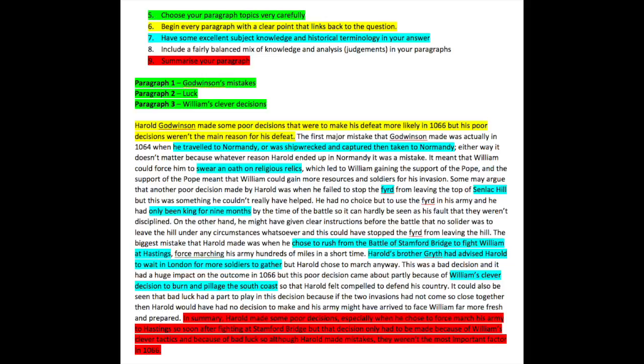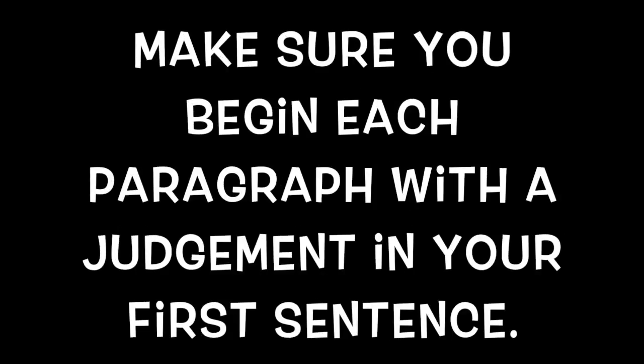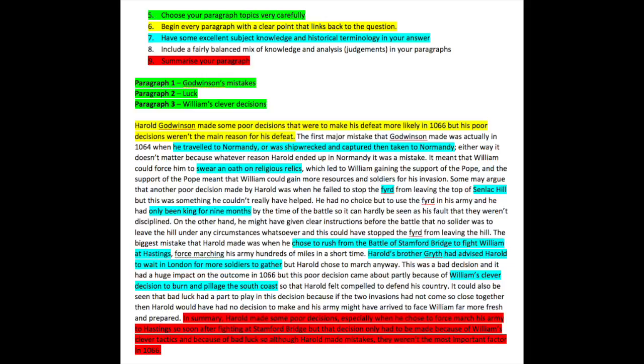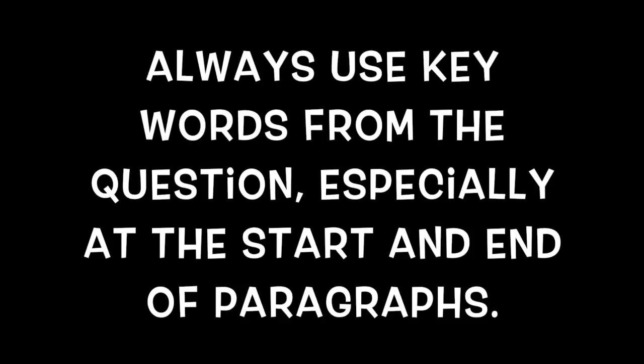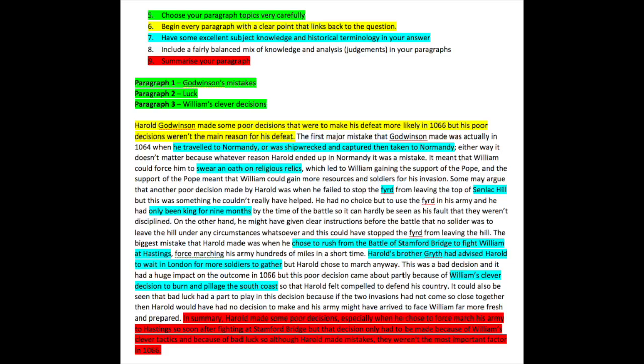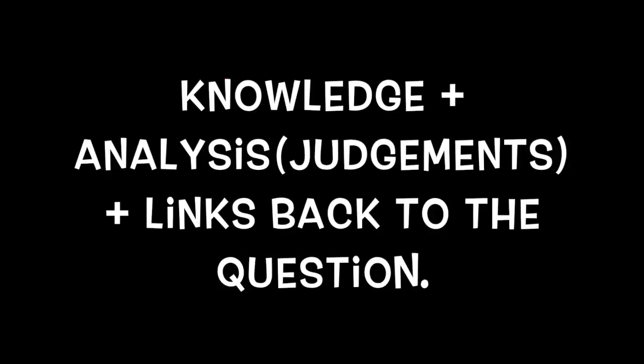After you've broken down your topic into different categories, so that you can include a different category for each paragraph, you must next make sure that you start every paragraph with a clear point that links back to the question. In terms of paragraph structure, basically you start with a judgment on your category, and it's best to include some words that are part of the question asked. The rest of your paragraph must be a mix of knowledge, analysis, and links back to the question. Some students find it easy to think of it as knowledge, judgments, and links back to the question. And if you're worrying about linking back to the question, just use keywords from the question.